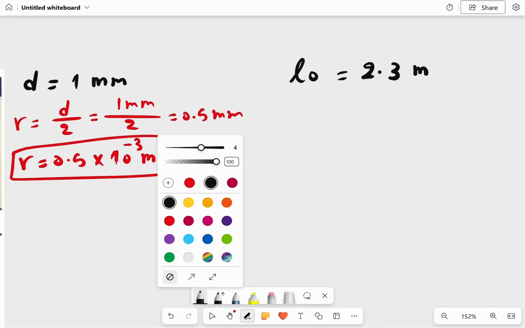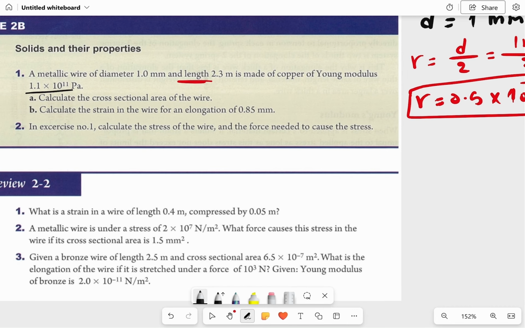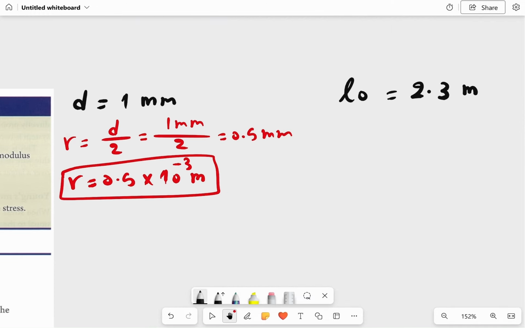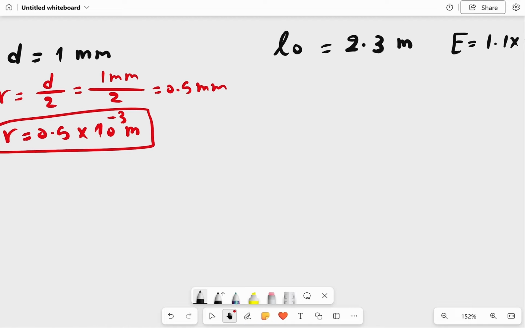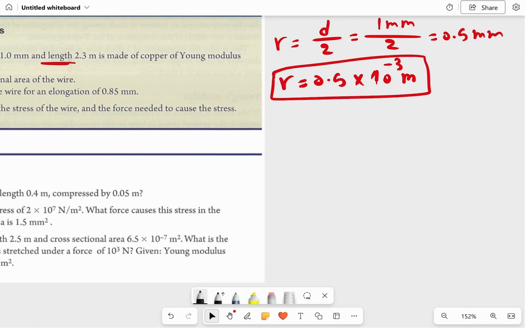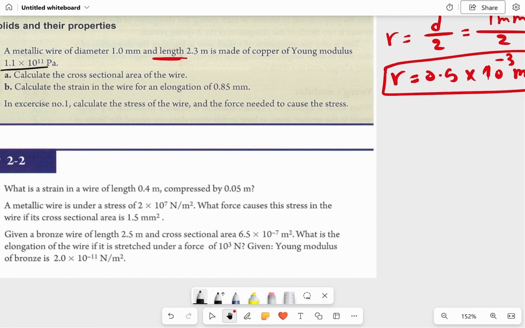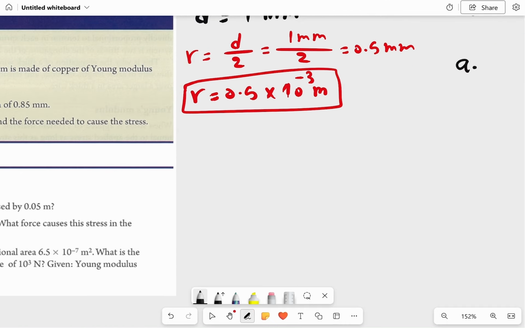You have also Young's modulus, guys. It says Young's modulus is equal to 1.1 times 10 to the power of 11, okay? So you have Young's modulus. You don't need it here. You need it in the second question, but let's write it here. 1.1 times 10 to the power of 11 Pascal, okay? This is Young's modulus. A, it says calculate the cross-sectional area of the wire. Cross-sectional area of the wire, okay?